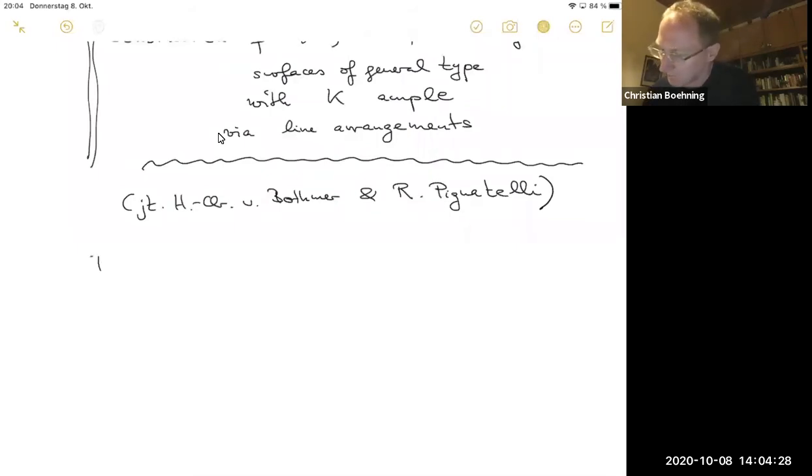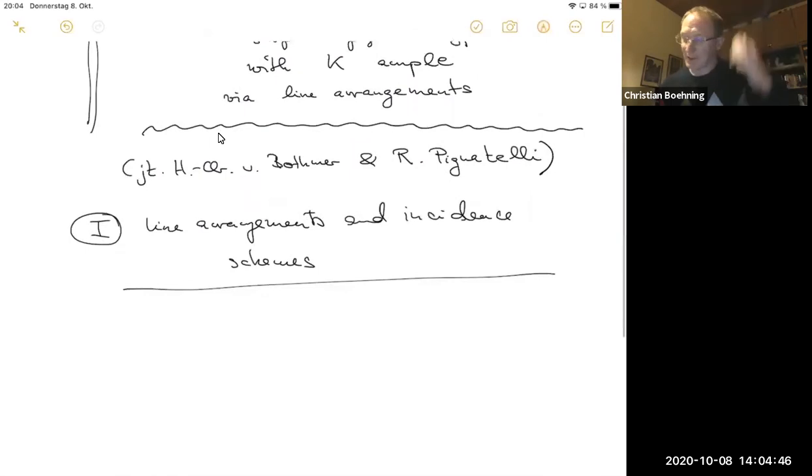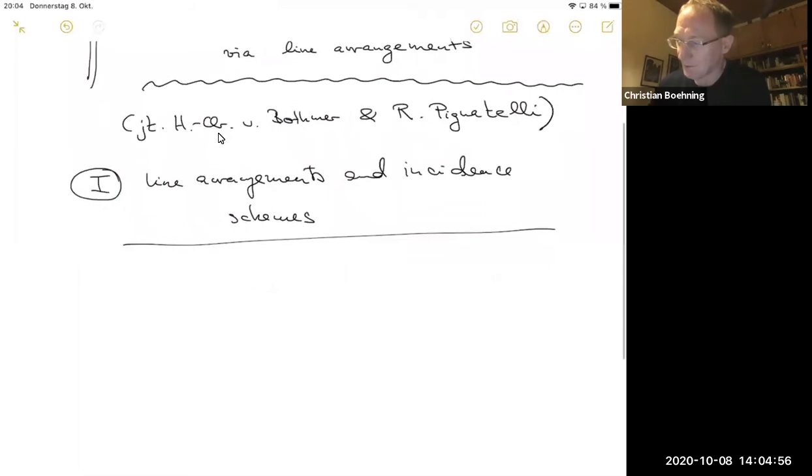So let me start with line arrangements and incidence schemes. I should say that these surfaces are eventually constructed from some line arrangements, taking abelian covers of a suitable blow-up of P2 branched in a divisor constructed from such a line arrangement.